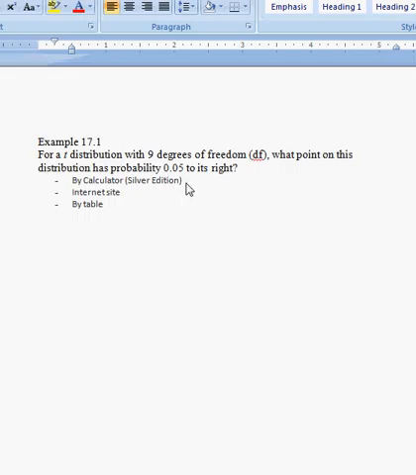The first way is by calculator using the Silver Edition. That's the best method, or the one that I like to see people use the most. If you do not have a Silver Edition calculator, there's a program that can be installed. You can see me or the mark to get directions on that. The next method will be using an internet site, and the third method will be using the table. First, again, we're looking at a 0.05 to the right, 9 degrees of freedom.